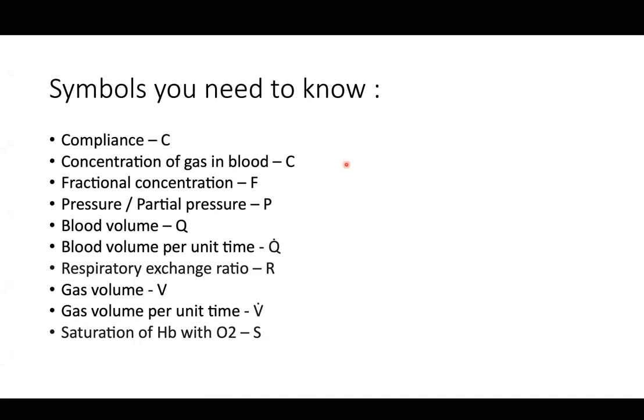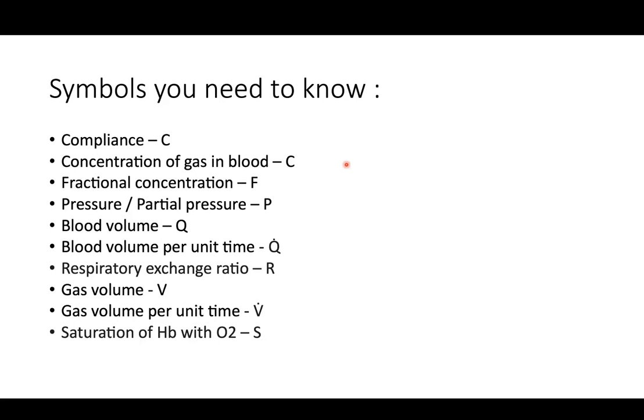You have respiratory exchange ratio, which is R. You have gas volume, which is a capital V. And you have gas volume per unit time, which is V with a dot on top of it. And you'll start to notice a pattern here that whenever you're talking about per unit time or you're using time as a unit, you'd see a dot on top of the symbol. And then saturation of hemoglobin with oxygen is S.